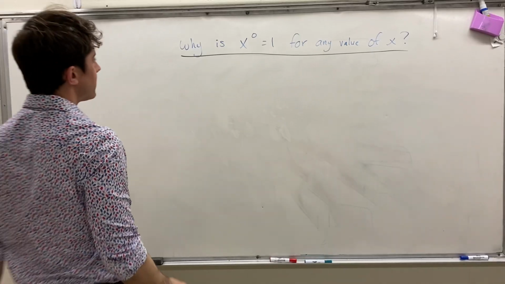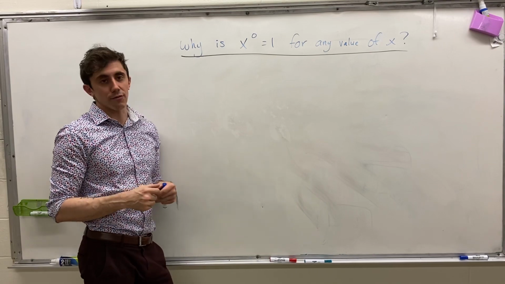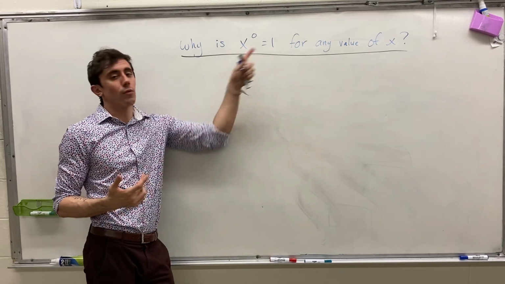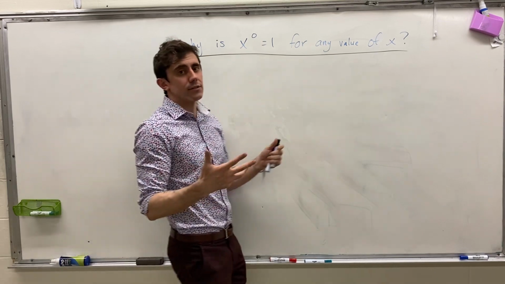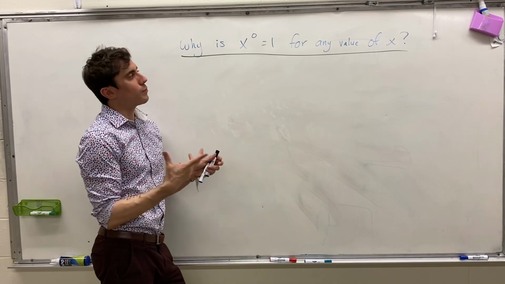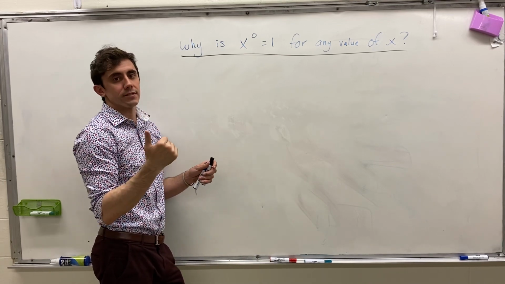Good afternoon, everyone. Today we're going to look at why x to the power of 0 equals 1 for any value of x, which is to say, why any number to the power of 0 is always equal to 1. Now, the real answer lies in set theory, which is a branch of advanced mathematics at university, but for now we can get a decent answer by looking at the patterns of exponents, okay?